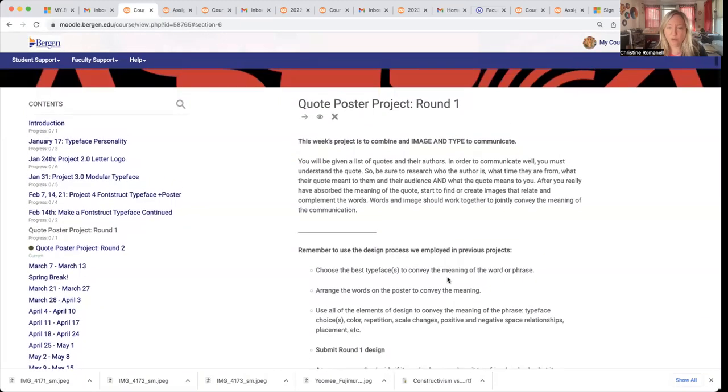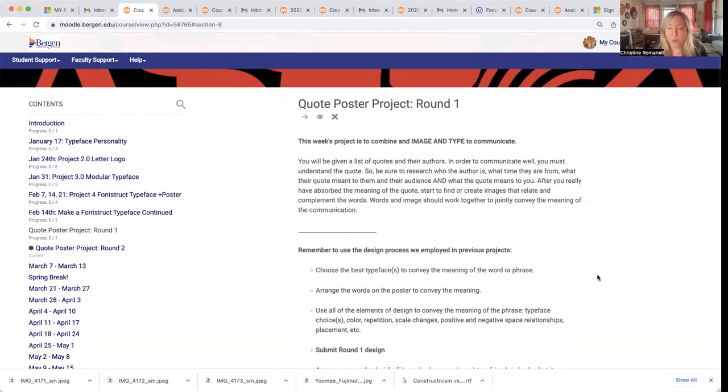And as it says here, in order to communicate well, you must understand the quote. So I want you to research who the author is, what time period they're from, 18th, 19th, 20th century, and what the quote means to them and the audience, and also what the quote means to you. So if you select one of these quotes, obviously you're going to have some connection to it. And that's really an important part of the design process.